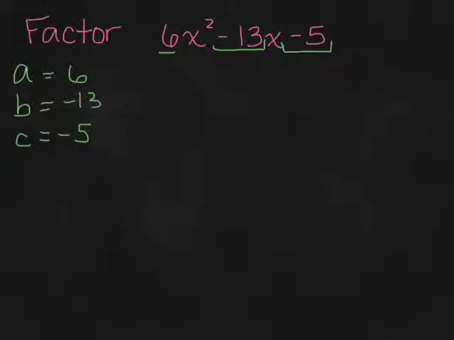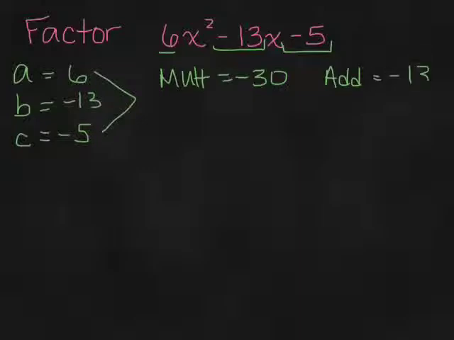Again, I'm looking for two numbers that multiply to get whatever ac equals. So a times c is negative 30. So I'm looking for two numbers that multiply to get negative 30 and add to get b, which is negative 13. Again, if I don't know my numbers right off the top of my head, I just start listing numbers. And those are the only numbers that multiply to get 30.